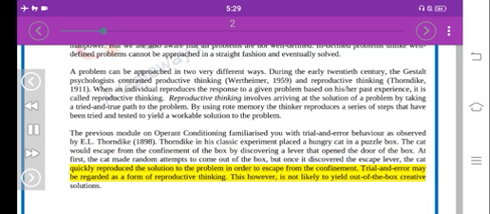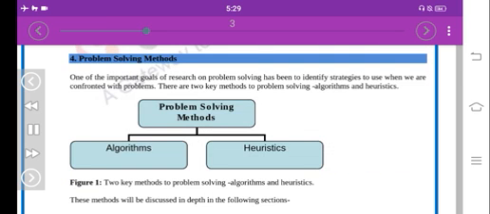Trial and error may be regarded as a form of reproductive thinking. This, however, is not likely to yield out-of-the-box creative solutions. Paper number 1. Cognitive Science. In the second way, solving the problem requires something new and different to achieve the goal. Here, prior learning is not of help, and one has to think something non-obvious to solve the problem.